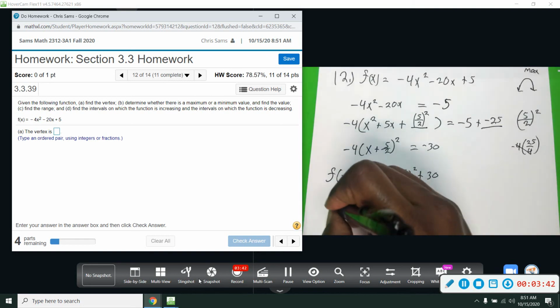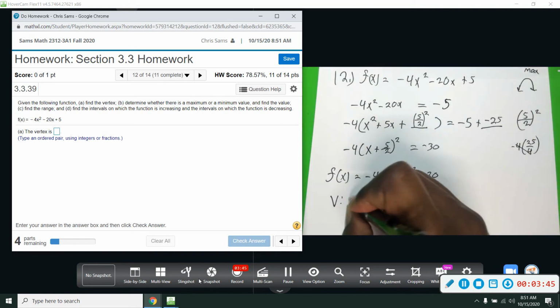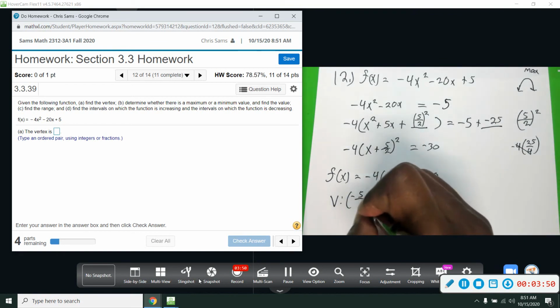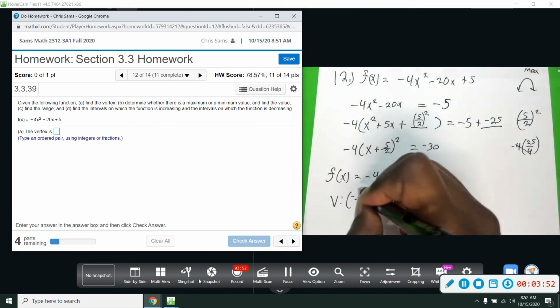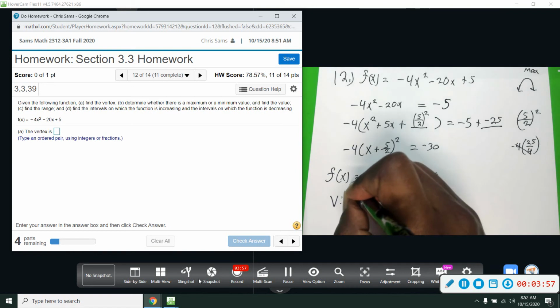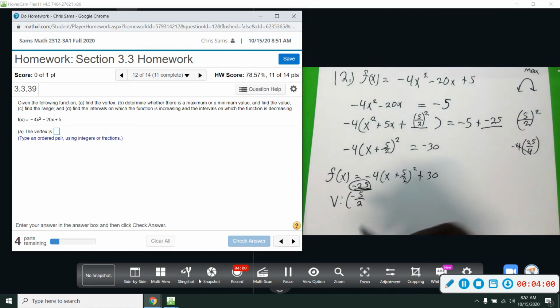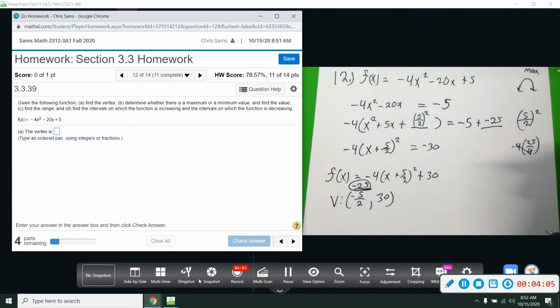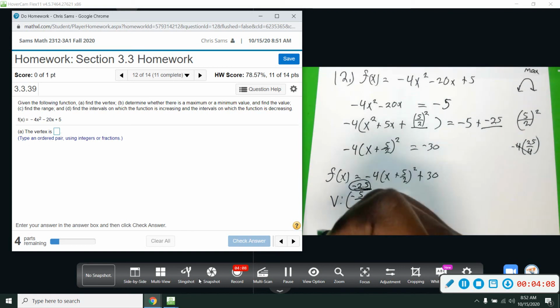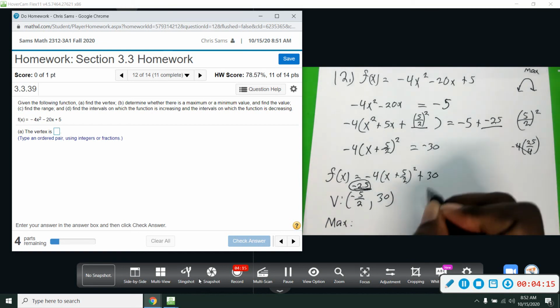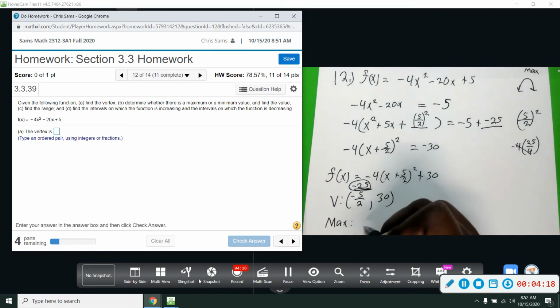So now we can find the vertex, opposite of the x value, so negative 5 over 2, which when we graph this, we probably want it in decimal form, so that's negative 2.5. Okay, just so you know, negative 5 over 2 is the same as negative 2.5, and then the y value is 30. That's the vertex. We have determined that there is a maximum. Okay, and you can also see because of the negative out front. And the value of that maximum is the y value of the vertex, which is 30.